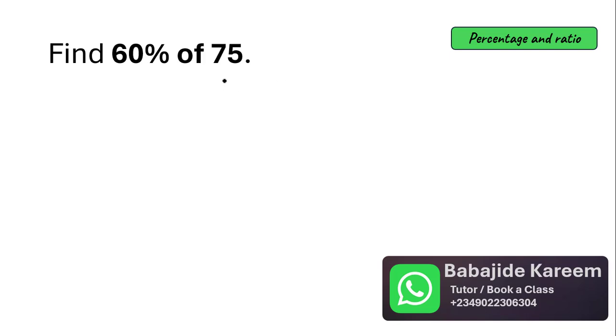Find 60% of 75. So to do this, just say 60 over 100 times 75. So you can say 25 here 4, 25 here 3, 4 here 1, 4 here 15. Then 15 times 3, that would give you 45. And that's the final answer.